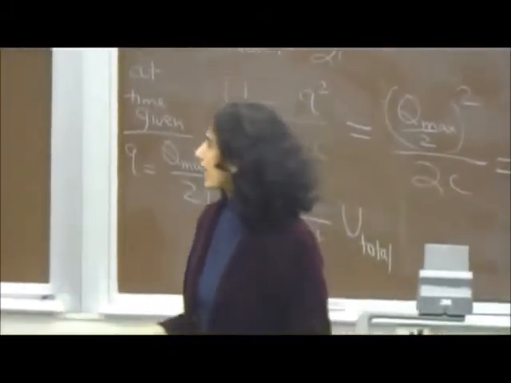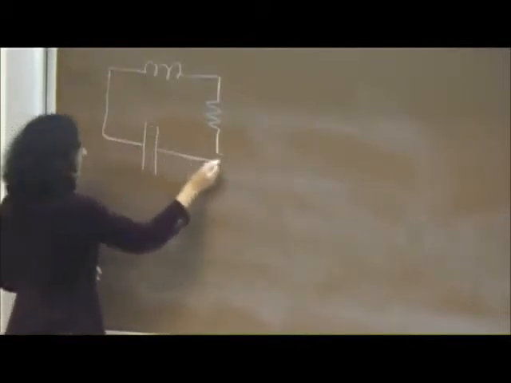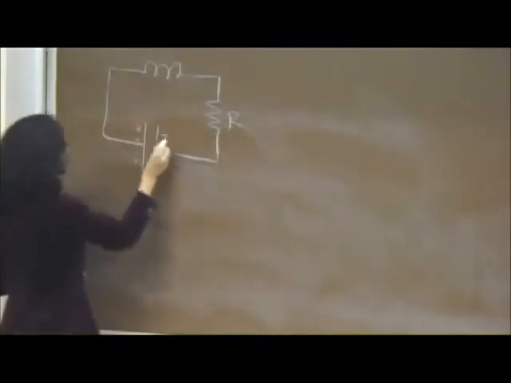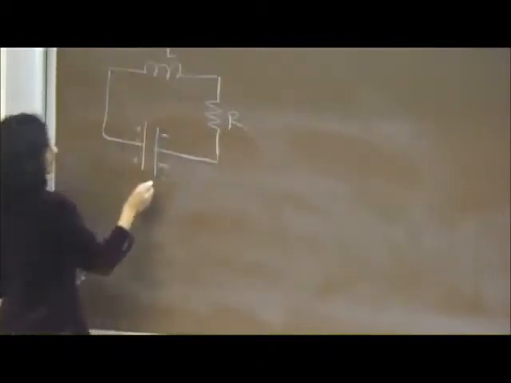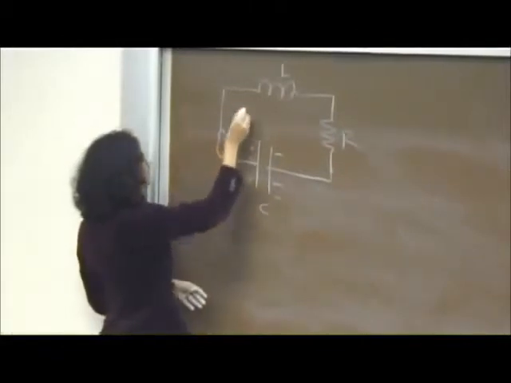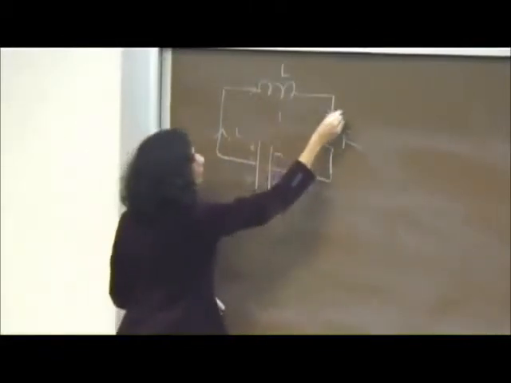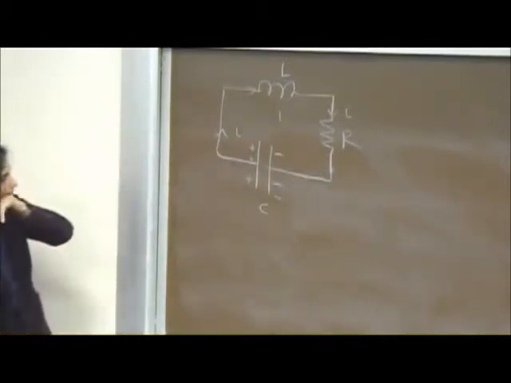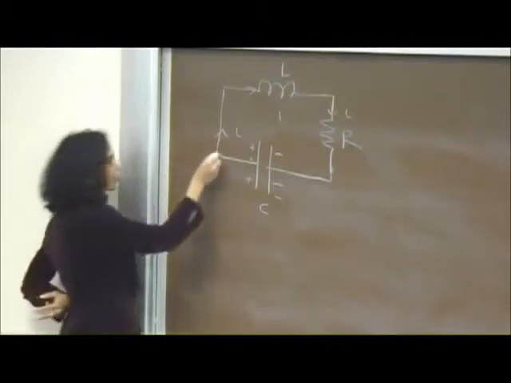Okay, then let's move on to the RLC circuit, and you will see that we won't have to do very much work at all, because all we have to do is put a resistor in the circuit. So this is my R. This is my L. This is my C. And let's say that we have a current flowing like this in the circuit. What do we have then?